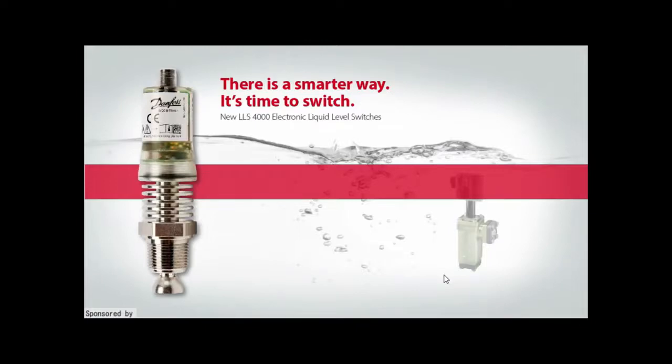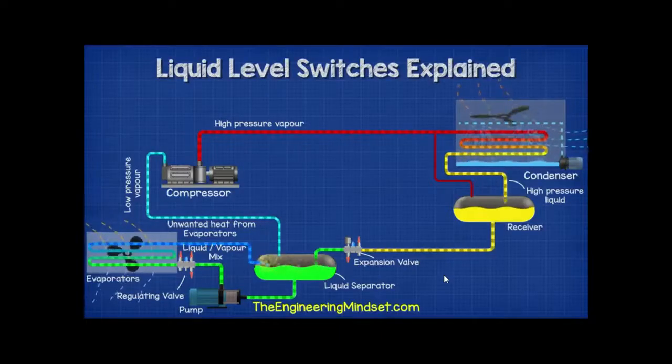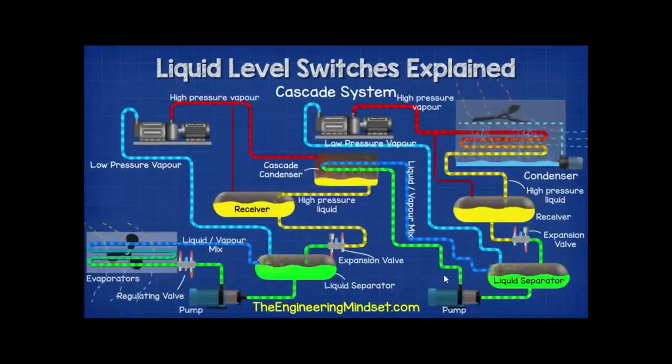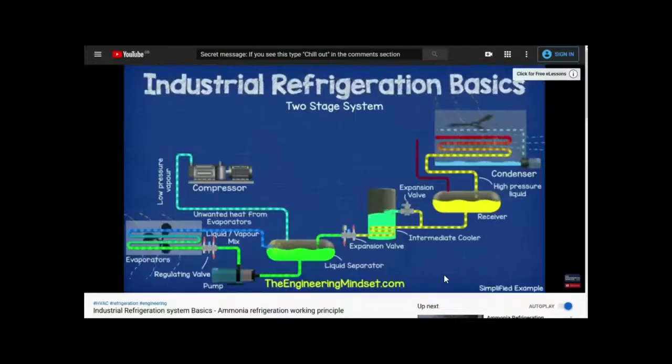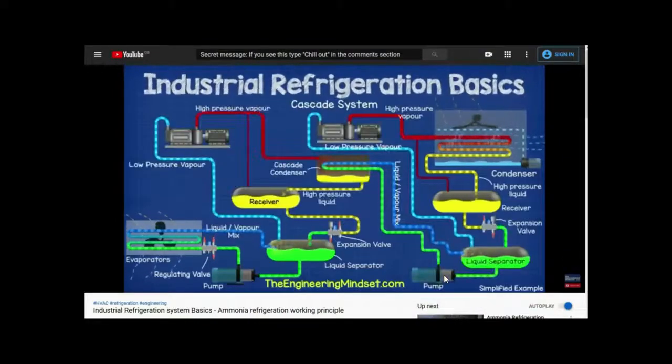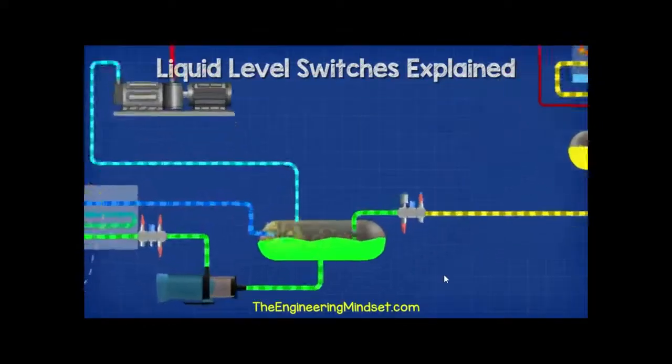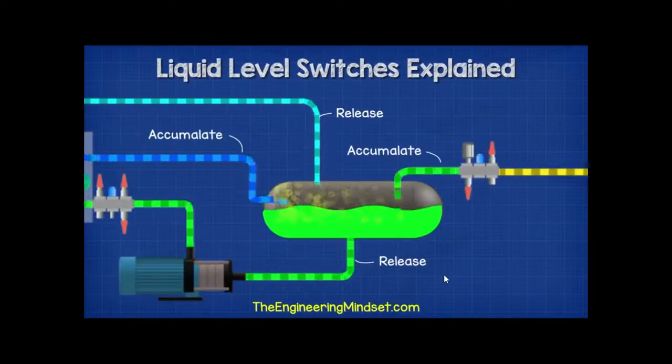The LLS 4000 liquid level switch. In a previous video, we looked at the main system components for single stage, two stage, as well as cascade systems. If you haven't watched that video already, then you can find links to that in the video description down below. In each of these systems, we saw a number of vessels which accumulate and release refrigerant to maintain the stable operation of the system.